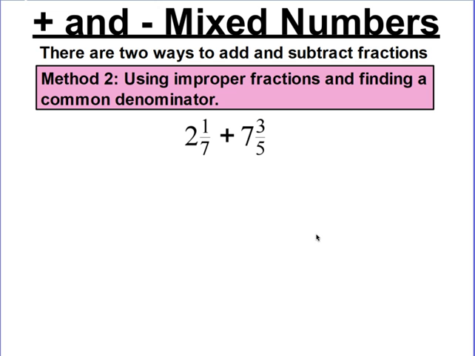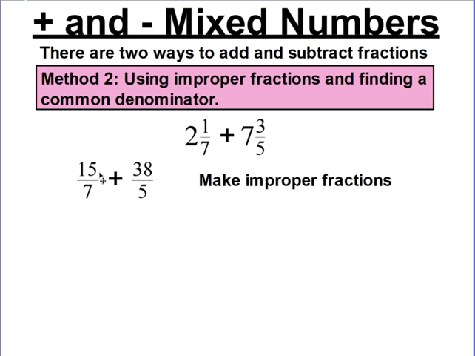Some of your elementary teachers taught you to do what I just did with method 1. Method 2 is by making them improper fractions and then doing some adding and long division. So here we're going to make improper fractions. To review, you multiply the denominator times the whole number, and then add on the numerator. So 7 times 2 is 14, plus 1 is 15. You can see that here. And for the other mixed number, 5 times 7 is 35, plus 3 is 38. We haven't made our common denominators yet, but we made improper fractions.